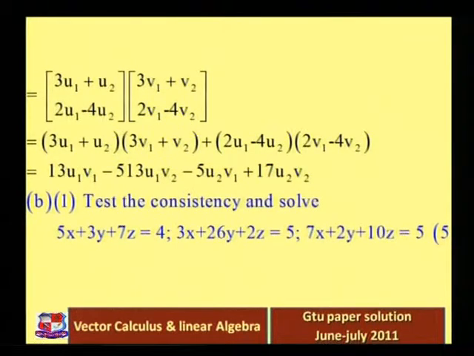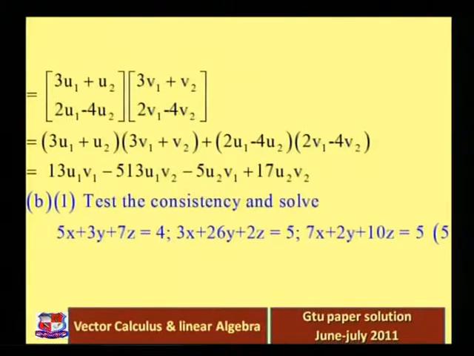The first equation is 5x plus 3y plus 7z is equal to 4. The second equation is 3x plus 26y plus 2z is equal to 5. And the third equation is 7x plus 2y plus 10z is equal to 5. Okay, with 5 marks. This question is asked for 5 marks.